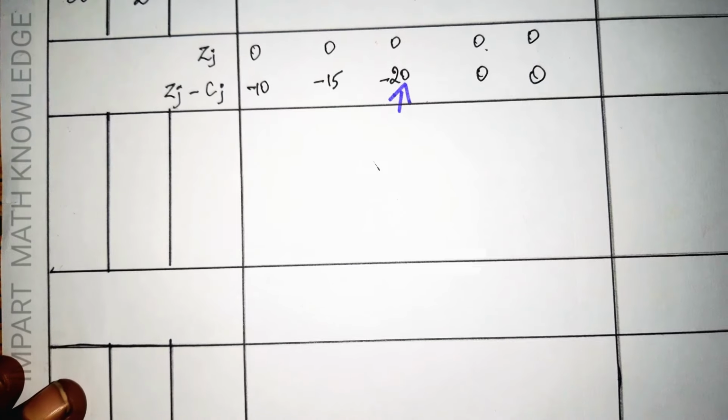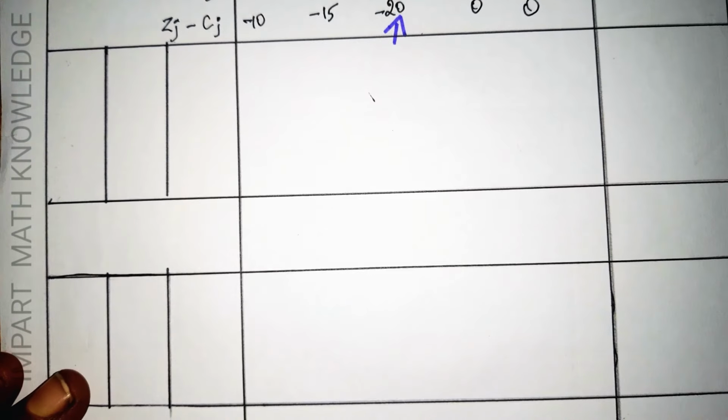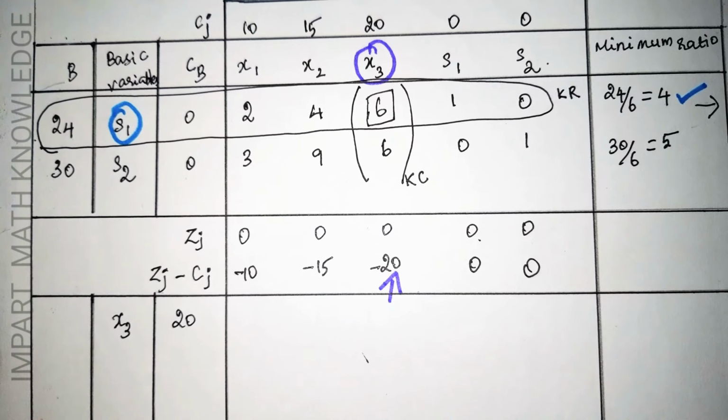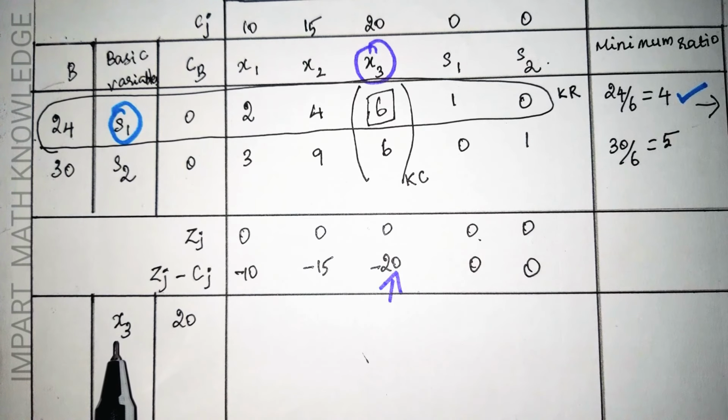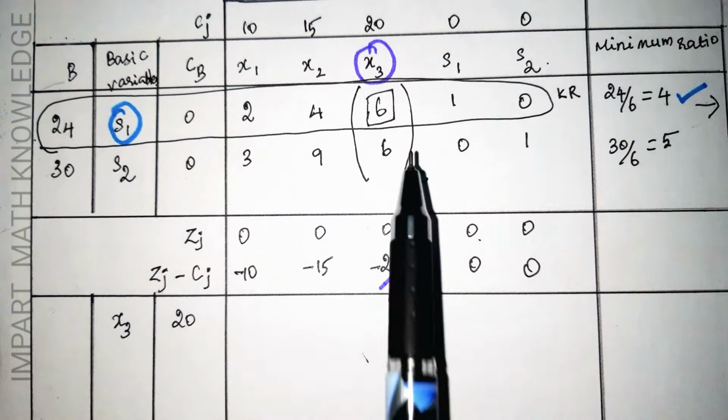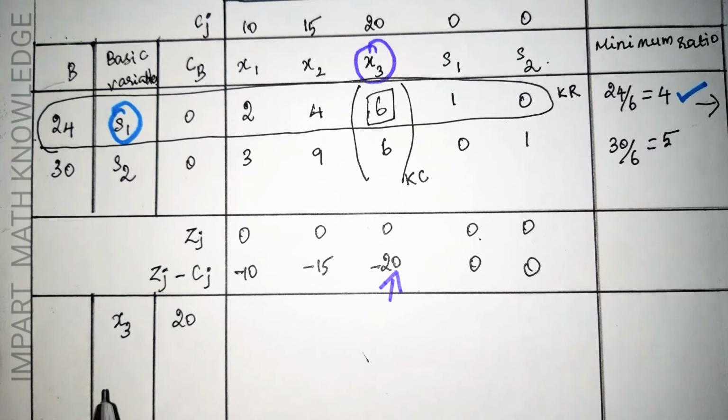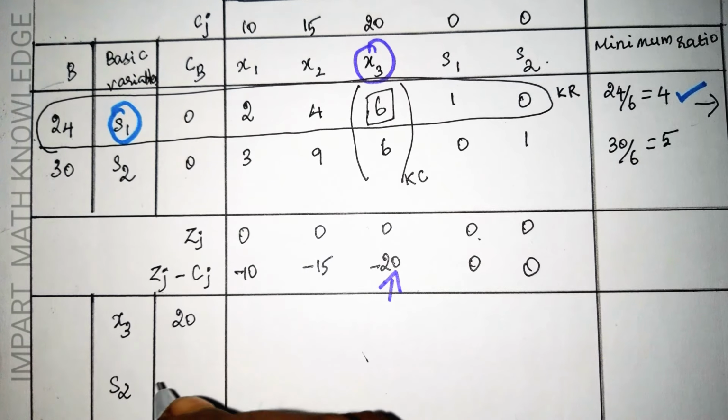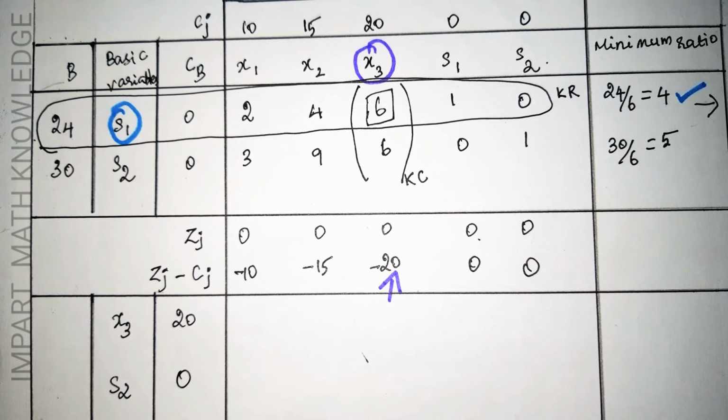For the next table, we have to write the values first. S1 leaves the table. So in the place of S1 you put X3. For X3 the cost is 20. And you write S2 as it is. For S2 the cost is 0.